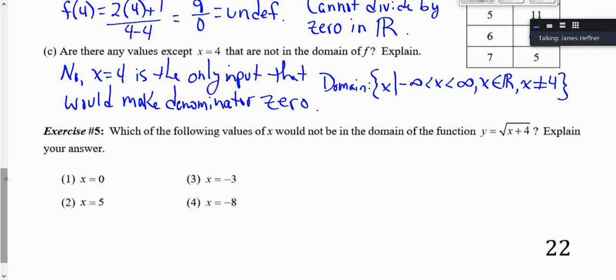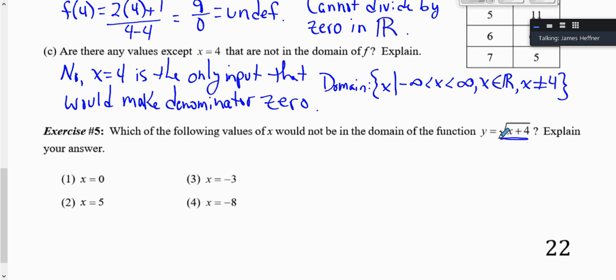Now we have a square root, right? Which of the following values of x would not be in the domain of the function? In other words, what value of x would cause a problem here? What causes a problem with square roots, guys? No, just generally. What causes a problem when you're taking a square root? A negative number. So could x equal 4 in this? Can we take the square root of 0? Yes. Square root of 0 is 0, right? There's no problem there. Okay.